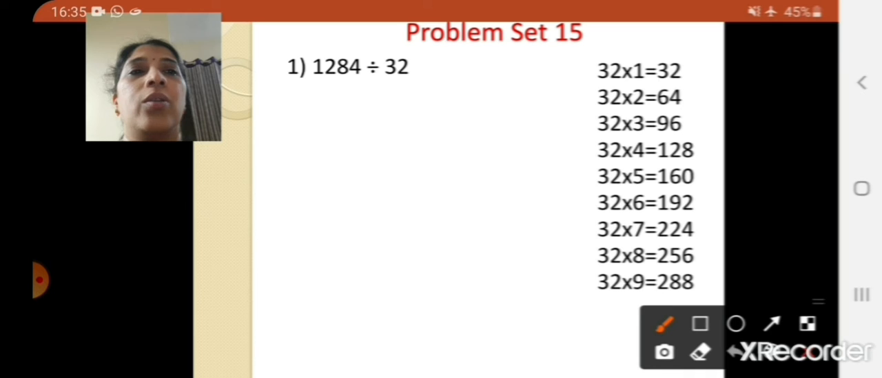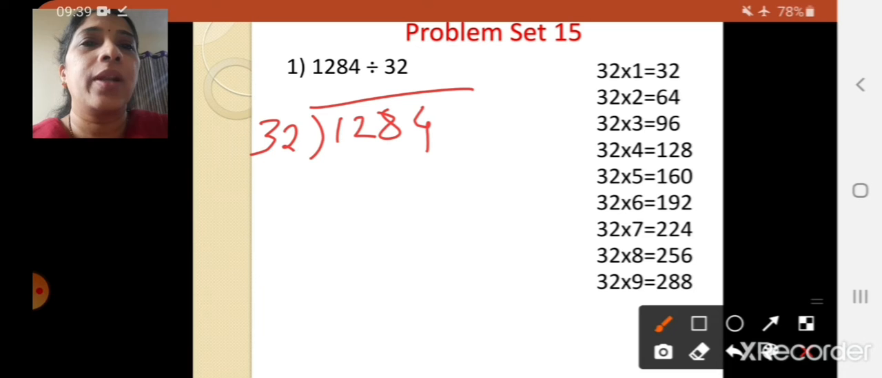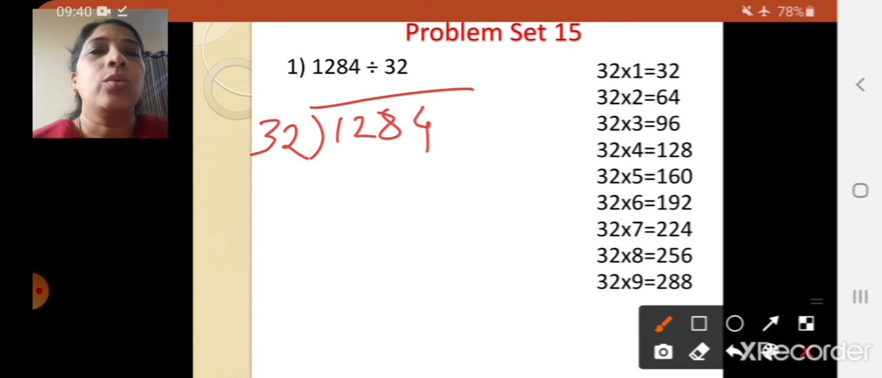So you should know the tables, right? So now we will divide 1284 divided by 32, right? Now 32 is a 2-digit number and 1284 is a 4-digit number. If we take the 2-digit number 12, we cannot divide it by 32. So we will take the 3-digit number, that is 128.